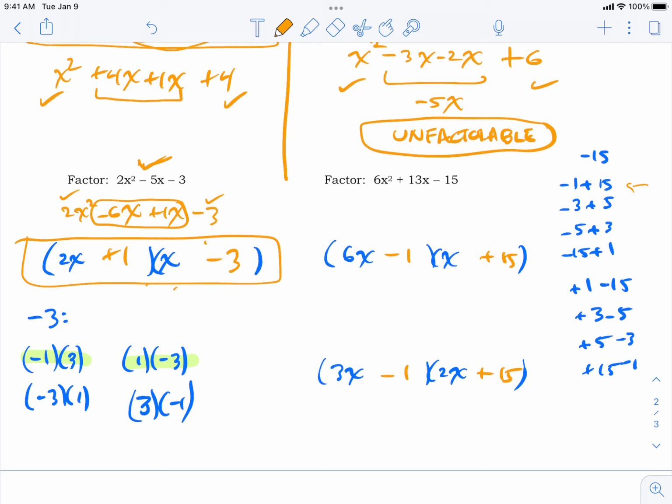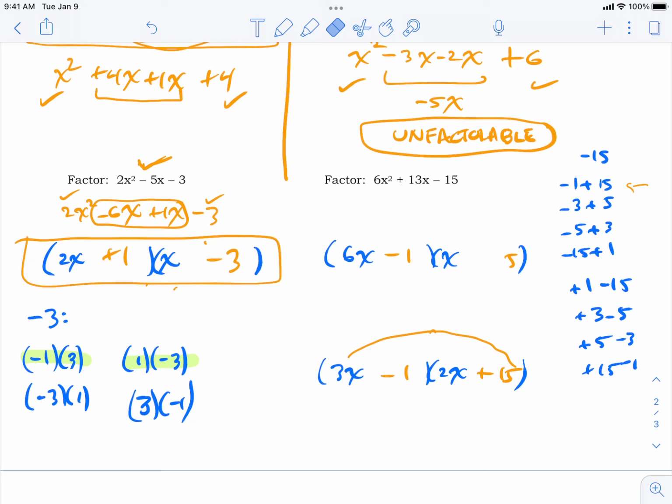Now, really, I could just check the outside and the inside terms. So 6x times 15, well, that's 90. That's way out. That's not going to work at all. So I can cross off that. Okay, so 3x times 15, well, that's like 45. How am I going to get a 13 if one of my numbers is a 45? Okay, this is not going to work. Cross it off. It is not going to work.